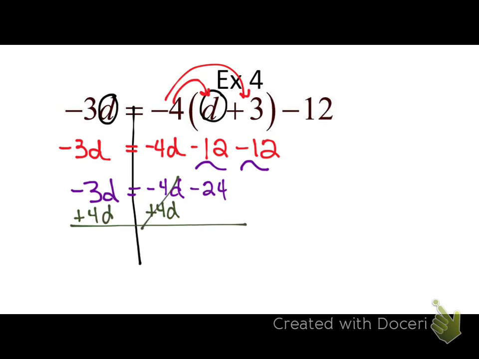So what do I have remaining on my left side? Some crazy stuff. What do I have? Negative 3D plus 4D is what? 1D. 1D equals negative 24 divided by 1. Now wait a minute. Question. I could divide each side by 1, right? Yeah, but what am I still going to get? Negative 24. So could I just simply eliminate this 1 and box it and call it a day?